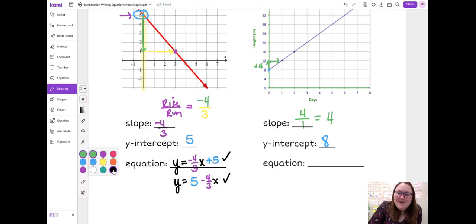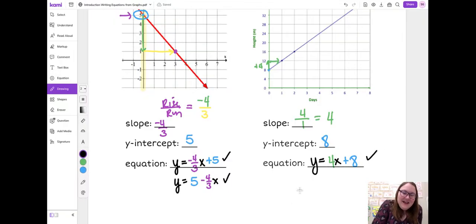All together in our equation, we can start y equals, and you can put your slope first. Just remember, slope needs to have the x with it. So 4x plus 8. And that is your equation. And no, if you have y equals 8 plus 4x, that's also correct too.